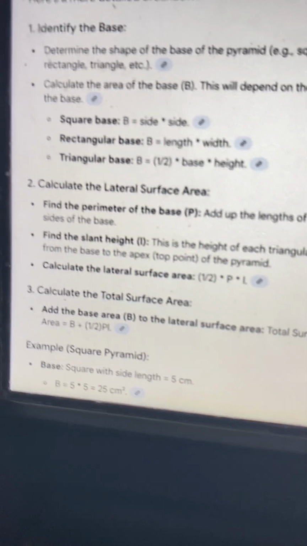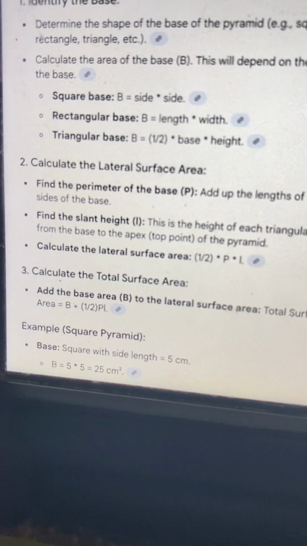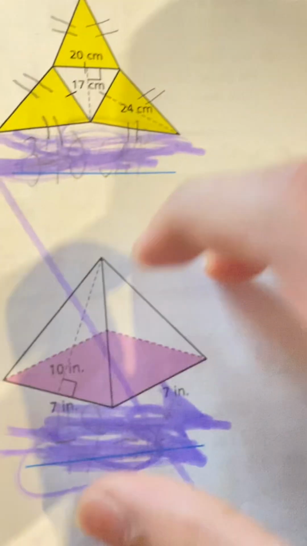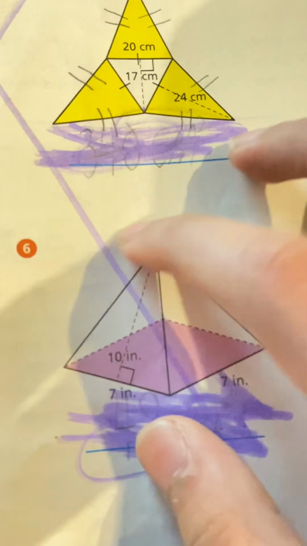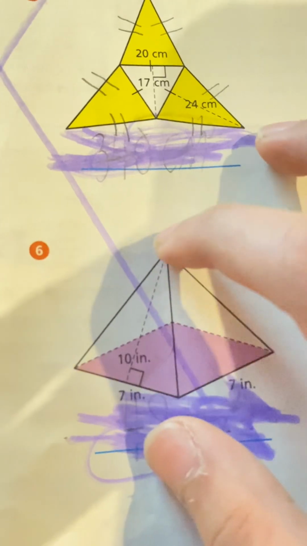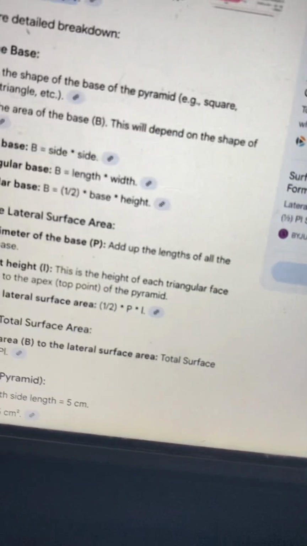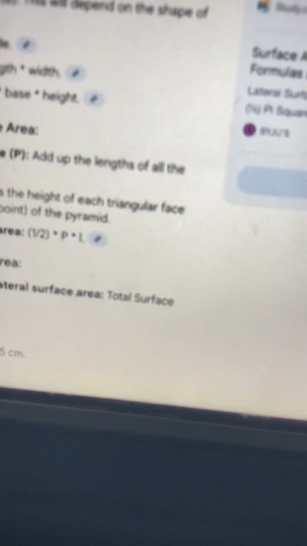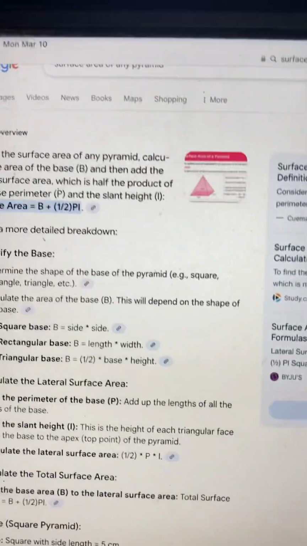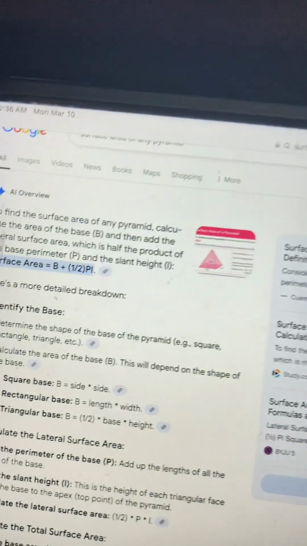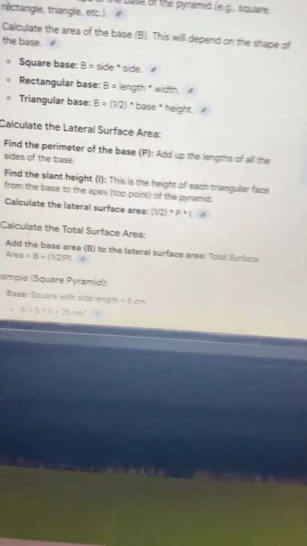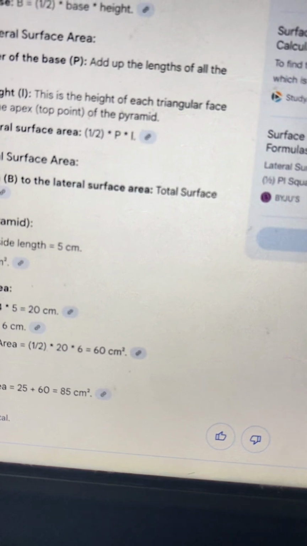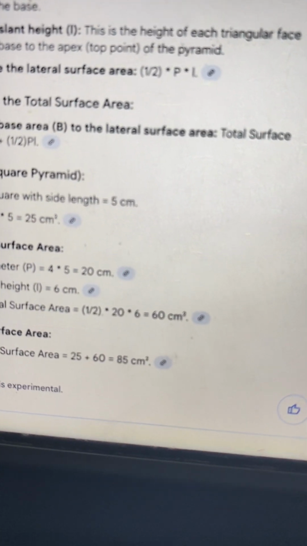This is the height of each triangular face from the base to the apex or top point of the pyramid. The point at which all the lateral faces meet is called the apex. This is the tippy top of the pyramid, called the apex. And then 1/2 times P times L is the lateral surface area. But at the same time, you also have to find the area of the base. So you add the base, half PL plus B. It's very simple. Add the base area to the lateral surface area. Total surface area equals B plus 1/2 times PL.